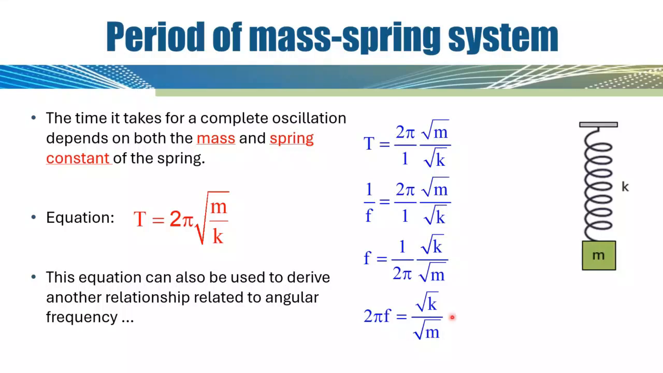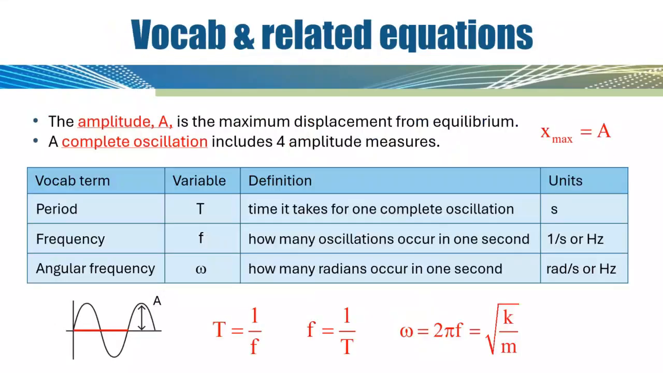But we know what 2 pi f stands for. 2 pi f is angular frequency. So that means another way that we could calculate angular frequency is square root of k over m. That can be helpful because so far the only way we can get angular frequency is by knowing the frequency. But now we could get angular frequency by knowing the spring constant and the mass of the spring. So this is a helpful relationship. I'm going to add it to our previous equation.